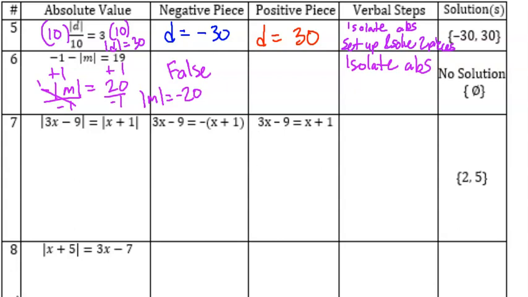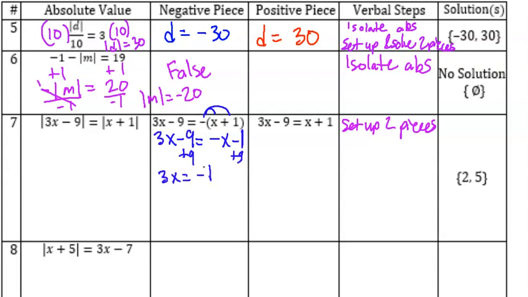Solve for x on each of these. So let's solve the negative piece. Distribute that negative 1 into each term. We have 3x minus 9 equals negative 1x minus 1. Add 9 to each side. We have 3x equals negative 1x plus 8. Add 1x to each side. So we have 4x equals 8. Divide each side by 4. Gives you 1x equals 2.